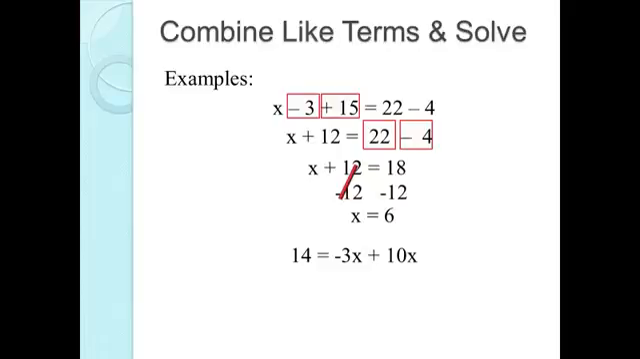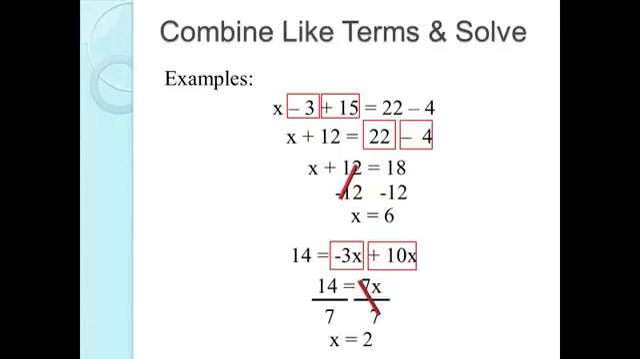In the second equation, there is nothing we can do to the left-hand side. But on the right-hand side, we can combine together negative 3x and positive 10x. Negative 3x plus 10x is 7x. Rewriting the equation, we now have 14 equals 7x. Remember, to solve this equation, we would need to divide by 7 on both sides. Dividing by 7, we're left with x equals 2.